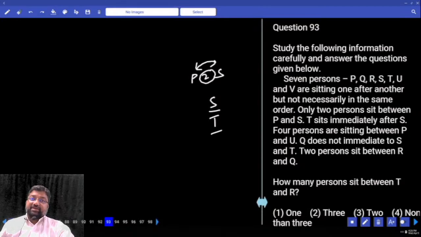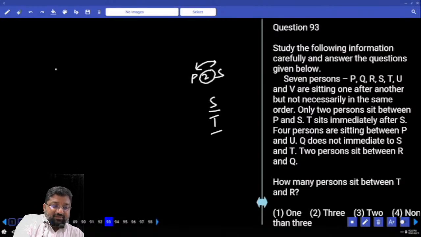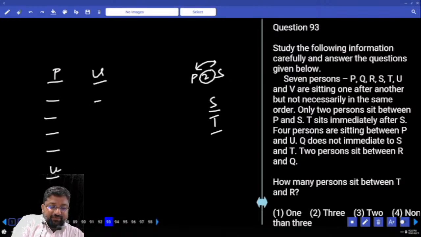4 persons sit between P and U. This is a good one, because it covers 6 places. How many places? 6. Total number of persons? 7. So P, 1, 2, 3, 4, U. Or U, 1, 2, 3, 4, P.